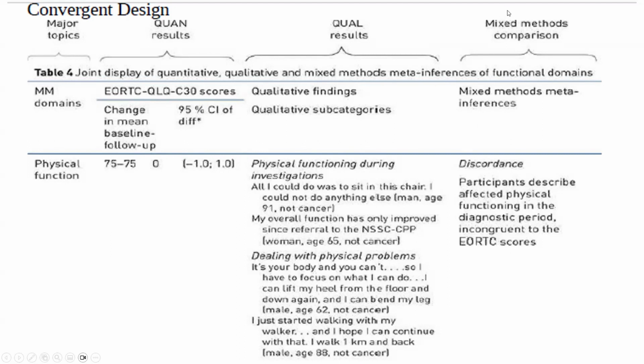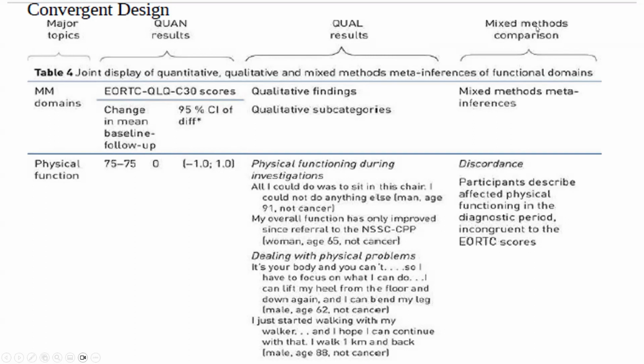Now another column is for comparison, mixed method comparison or divergence. Are they compared or are they showing different? Is there convergence or discordance? In this case, what is there? Discordance. So how is it discordance? Because participants describe affected physical functioning in the diagnosis period, which is inconsistent with the scores. These scores are not similar to these findings.